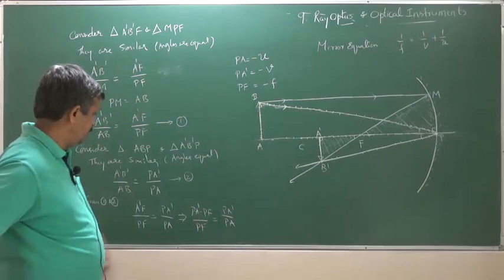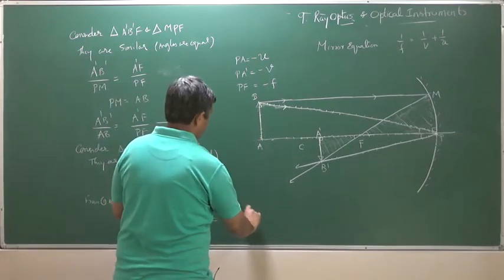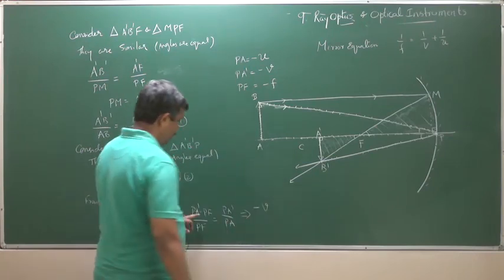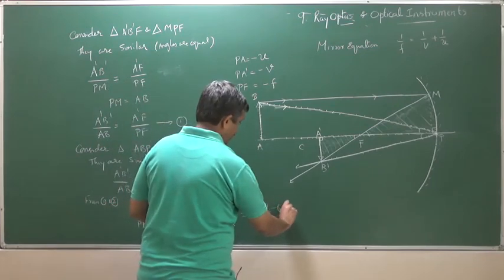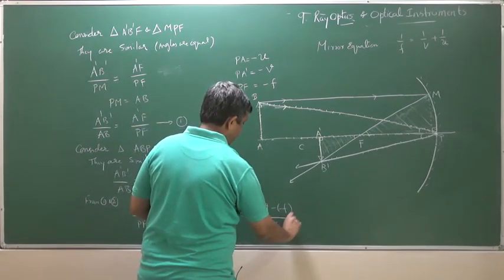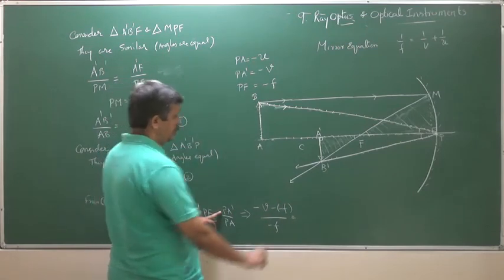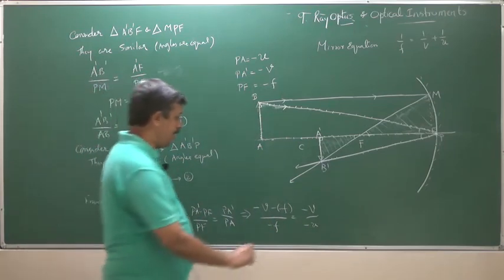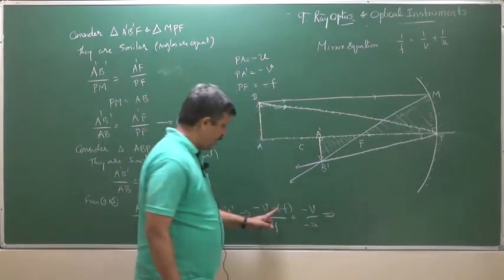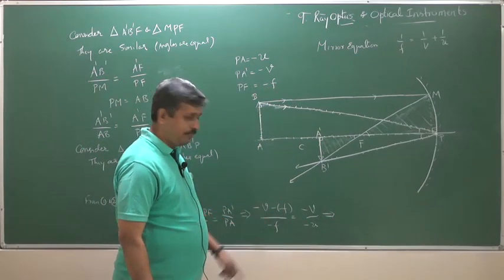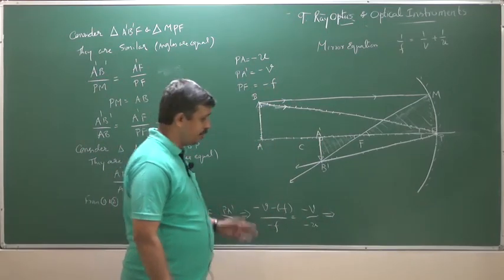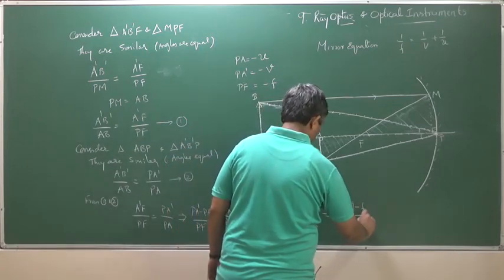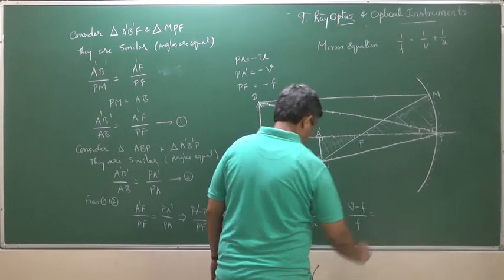So let's substitute that. PA dash is negative V, PF is negative F. So minus V minus of minus F, divided by minus F, is equal to PA dash, again minus V, divided by minus U. So this implies minus of minus plus F, so F minus V by minus F, which is minus of V minus F. Again it will become V minus F divided by F is equal to V by U.